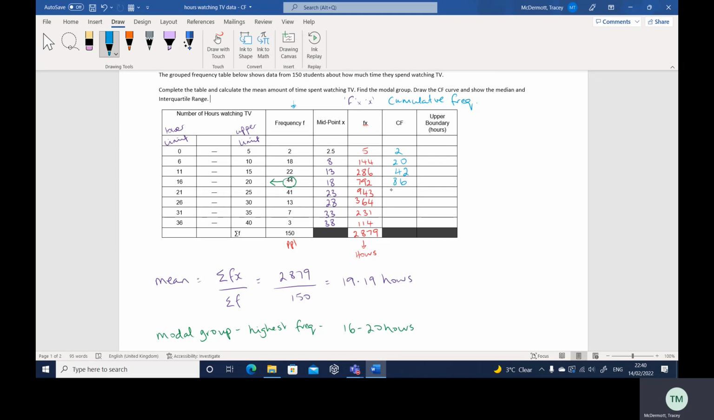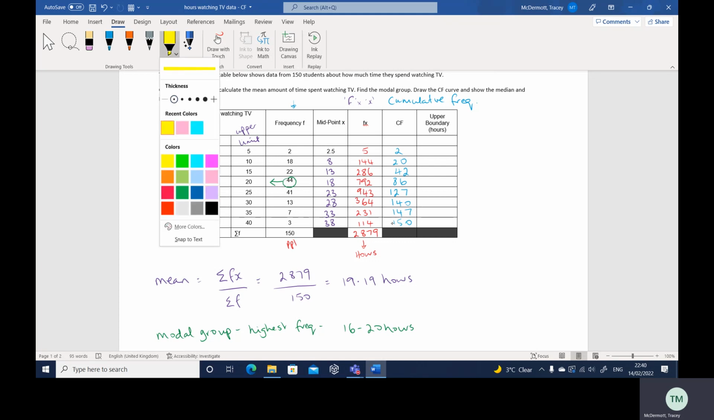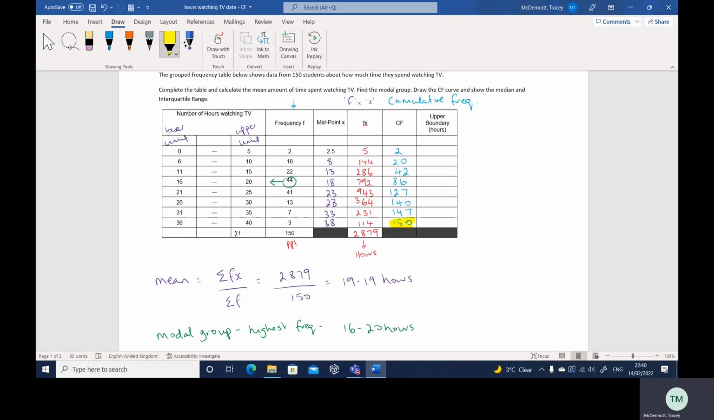We'll add on these 41, it'll bring us up to 127. We'll add on the next 13, we're up now at 140. We'll add on the next 7, so it's 147, and we'll add on the last 3, so that's the 150 people. You always want your last value on your cumulative frequency column to match the total of your frequency column. It just means now that you have accounted for everyone. So that cumulative frequency is basically a running total of your frequency column. Okay.